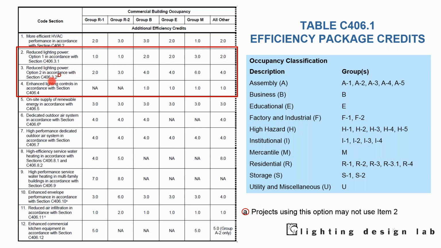So if you've got, say, a retail space and you conform to number 2, you get 3 credits. If you conform to number 3, you get 6 points right there. You can't combine the points, so you can't take 3 and 1 and make 4, but you can use one or the other. And then there's a controls credit, which we'll look at.